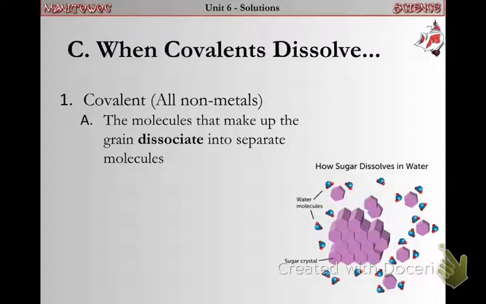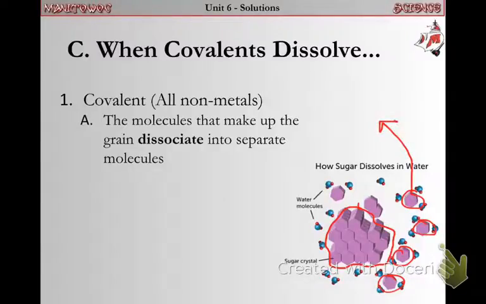So a grain of sugar is actually a whole bunch of molecules stuck together, and this picture does a really nice job of showing that. So we've got all of these molecules that are stuck together, okay? And what happens is the water will actually pull those molecules apart. It'll say, okay, I'm going to take that molecule, and you take that molecule, and you take that molecule, and you take that molecule. But the molecules, the ones that I'm circling in red, they keep their form, okay?